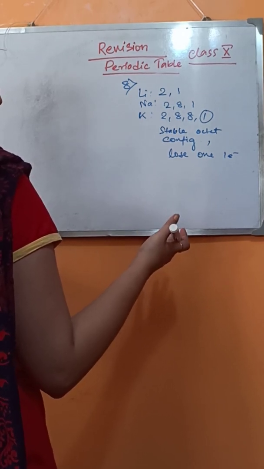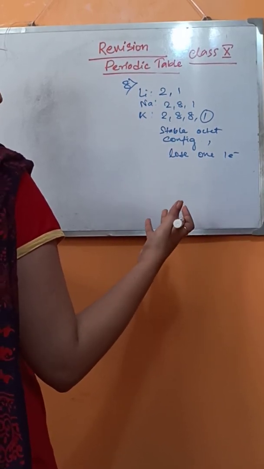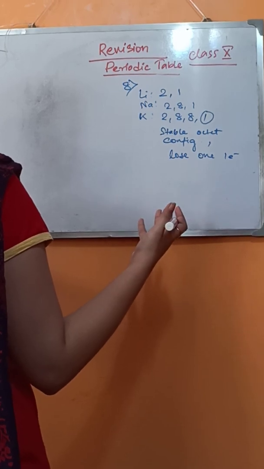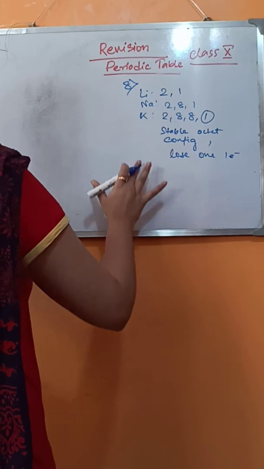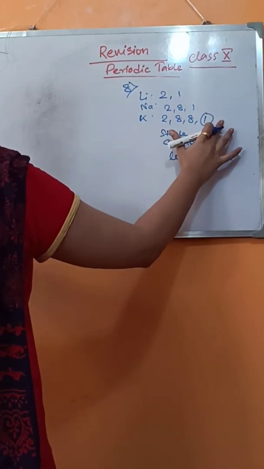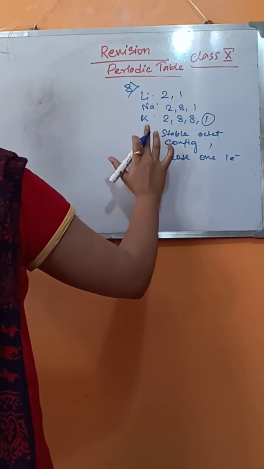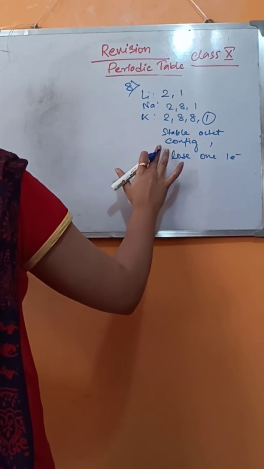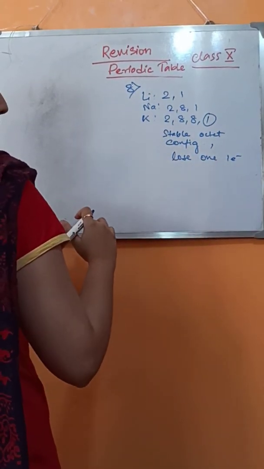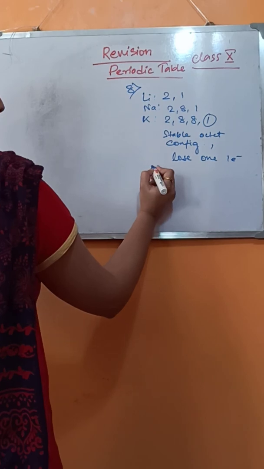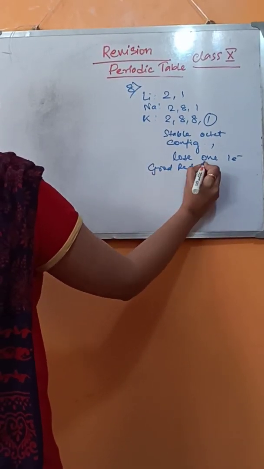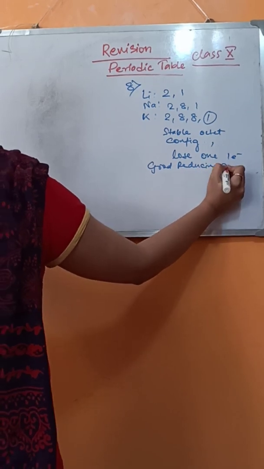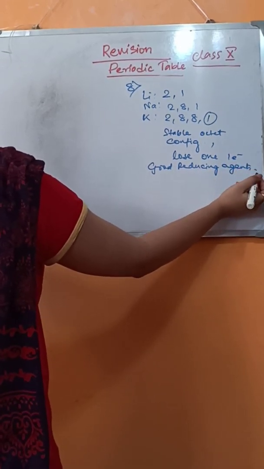Reducing agents are those substances which will provide electrons. So they are having one electron in the outermost shell. In order to get stable octet configuration, they will lose this electron. Therefore, they can act as good reducing agents.